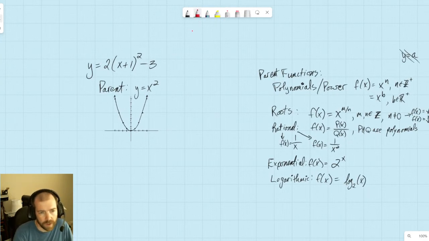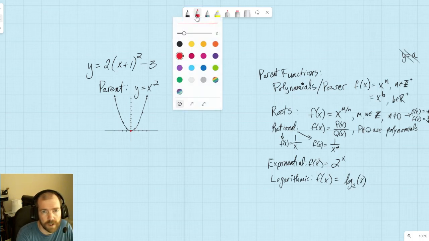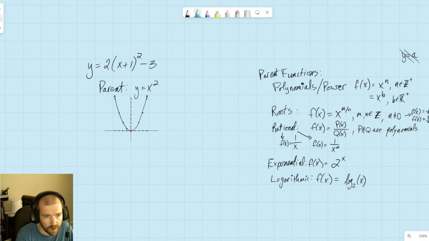Again, we have our origin point at 0, 0. And generally, I also call for an initial point, which I call it at 1, 1.